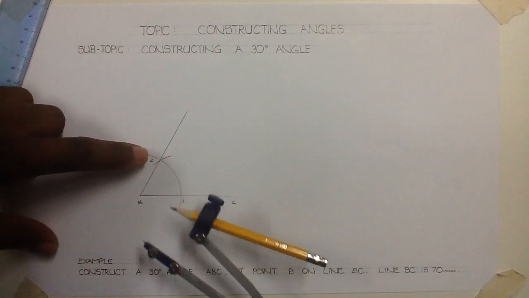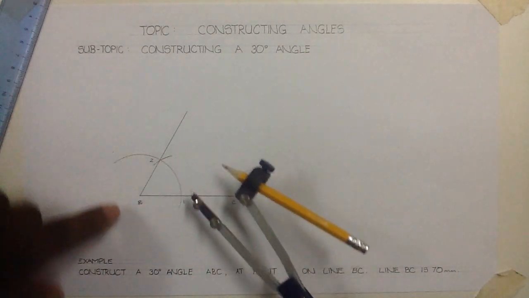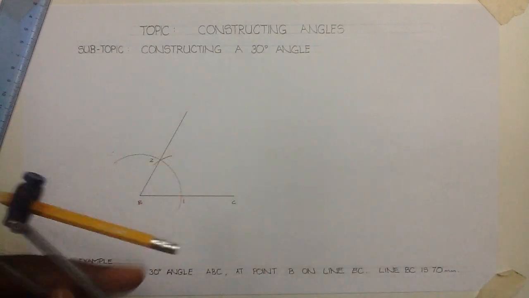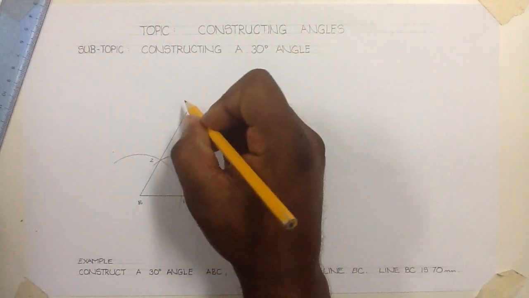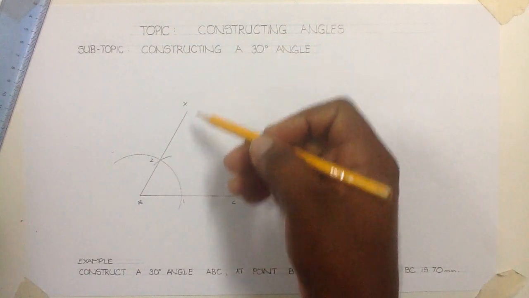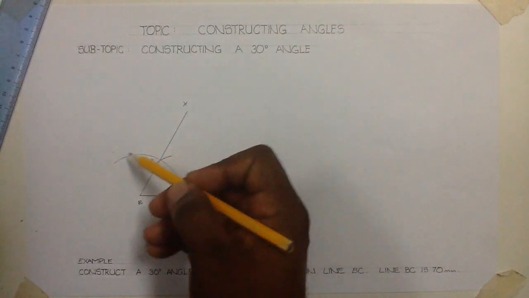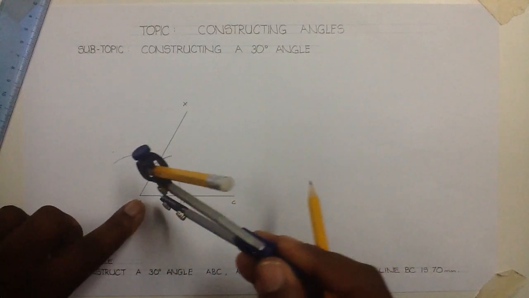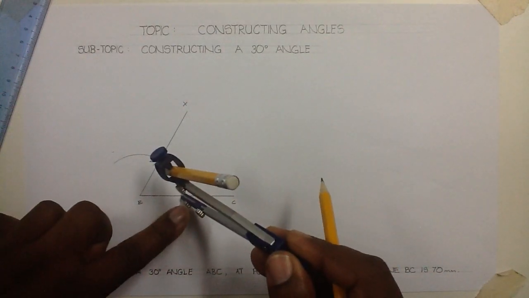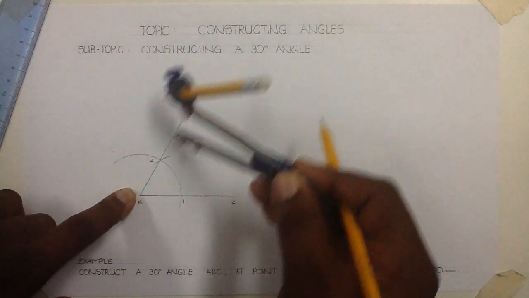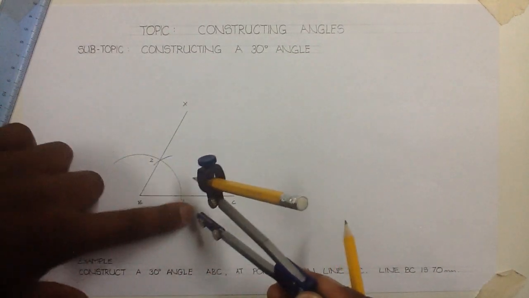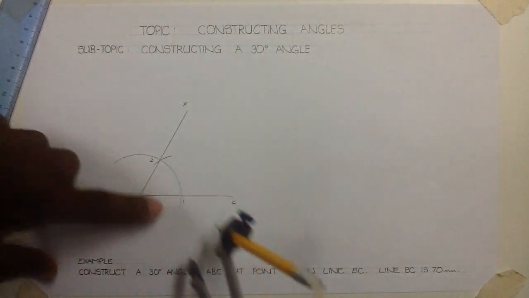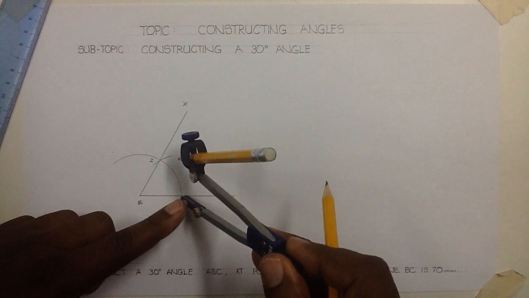If you notice, the line passes through point 2, and the major arc also intersects the line that I will label X, XB at point 2. So in order for us to bisect that angle, we need 2 points that intersect the angle from a major arc inscribed at point B. Alright, and these 2 points are 1 and 2.